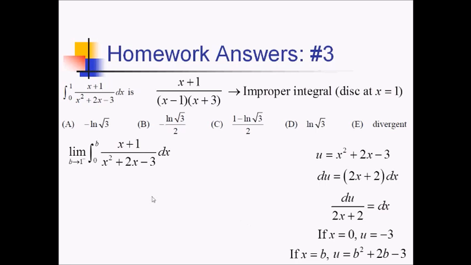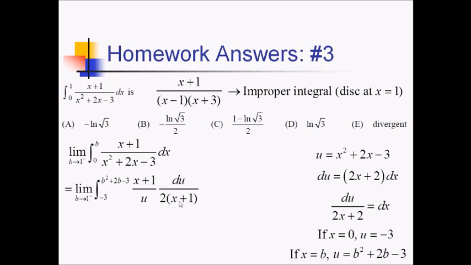So going back now and plugging everything in, we're going to have the limit as b approaches 1 from the left of the integral from negative 3 to b squared plus 2b minus 3. So again, kind of annoying as an upper limit, but whatever. And now we have x plus 1 over u. That's kind of nice. And then instead of dx, we've got du over 2x plus 2. But I'm actually going to go ahead and factor this into 2 times x plus 1 because I'm about to cancel out these x plus 1s. So why not?